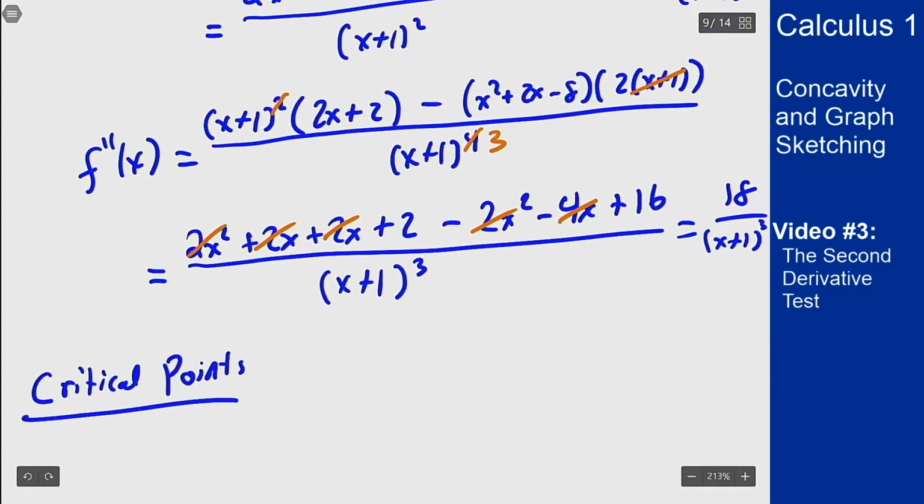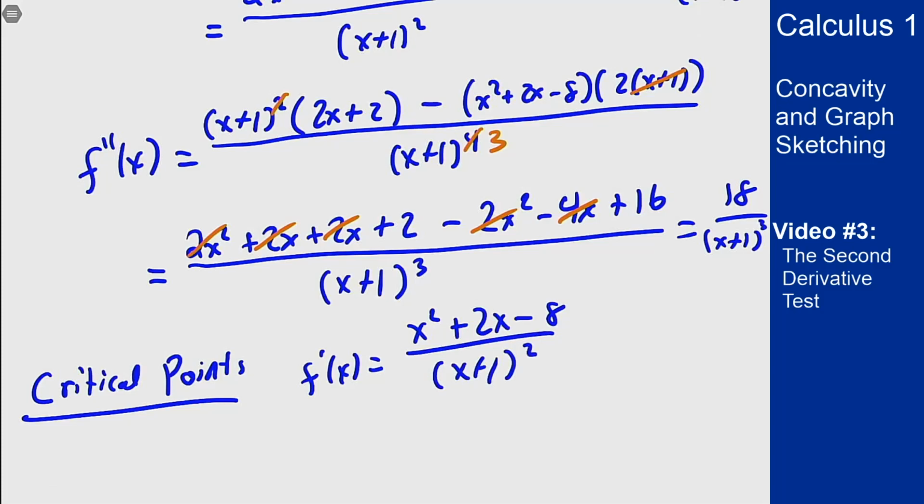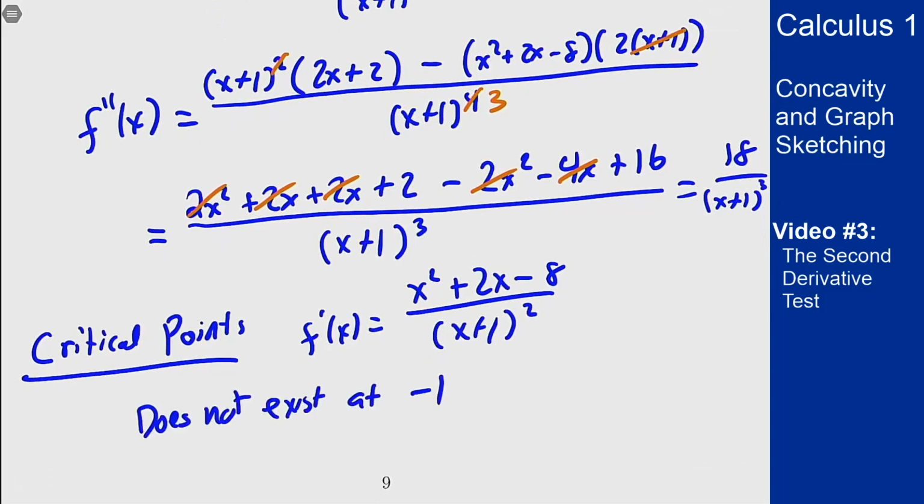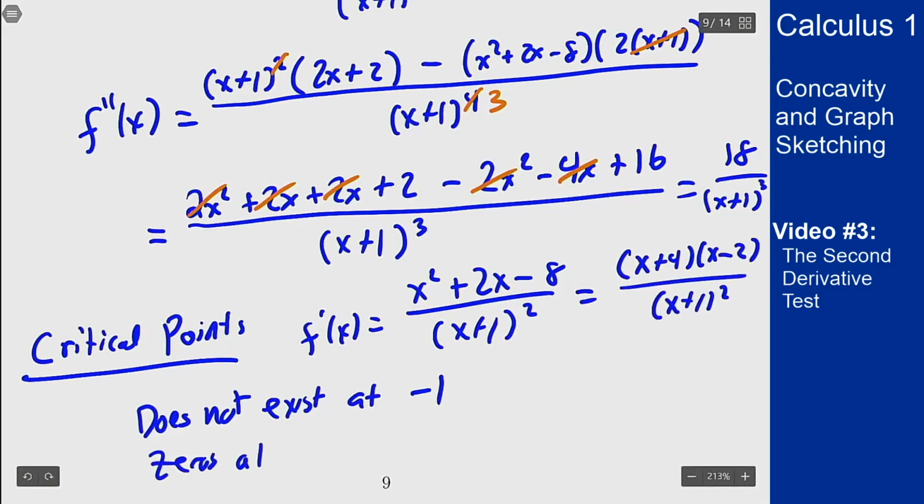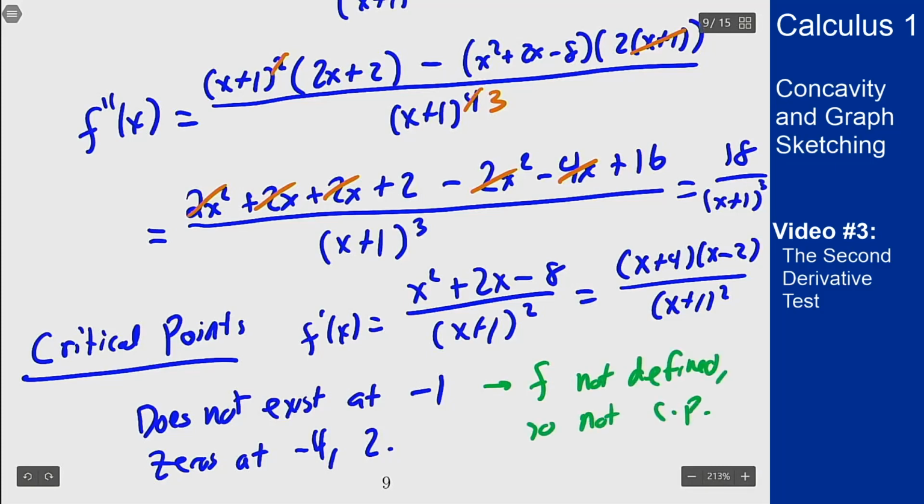I'm looking here at f prime, which was x squared plus 2x minus 8 over x plus 1 squared. This does not exist at minus 1. And the top is 0 when, since it factors as x plus 4 times x minus 2, it has zeros at minus 4 and 2. So at minus 1, I don't really have a critical point because the function also is not defined at minus 1. F is not defined, so not a critical point. The two we have to worry about are minus 4 and 2.